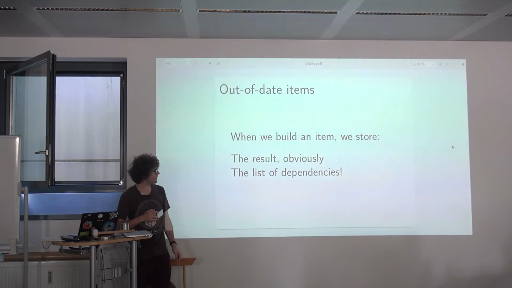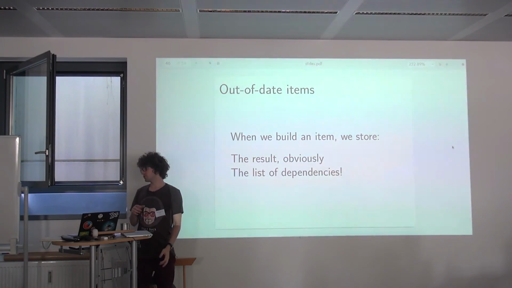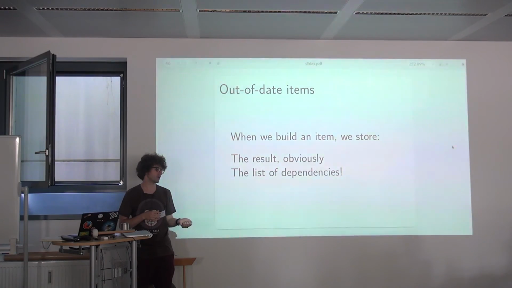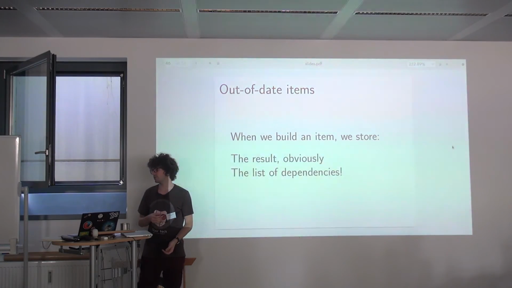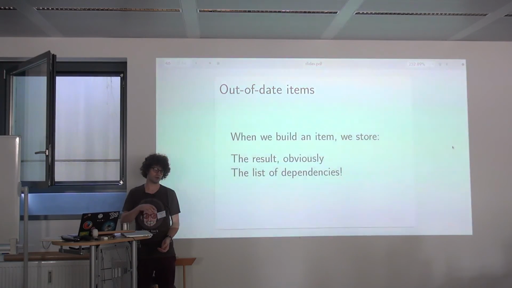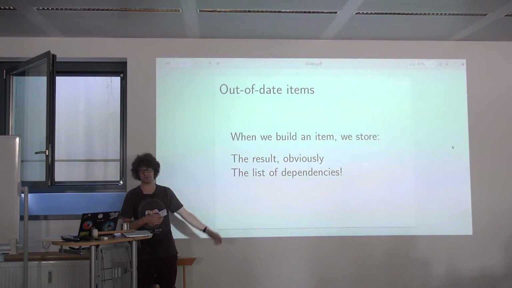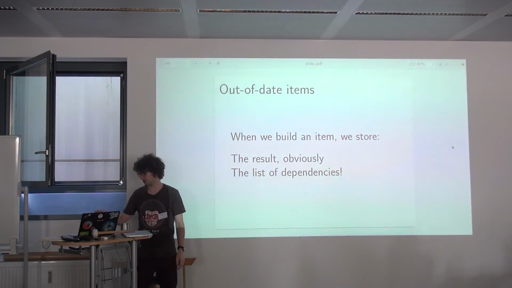So let's solve that problem. The solution is that Hakyll stores a lot of stuff to make things faster, like some caching info, the metadata. And in addition to storing the result of a compilation step, for example, the result of compiling a blog post or whatever, we also store the list of dependencies we discovered during runtime.